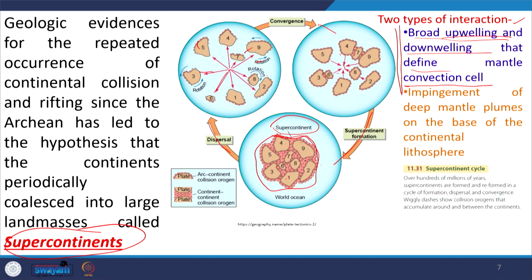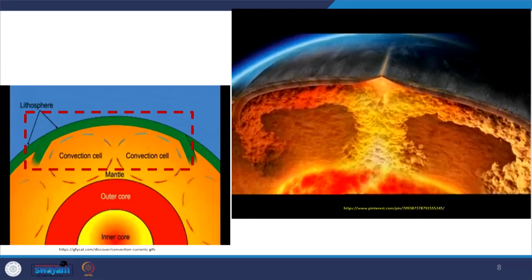The second is the impingement of deep mantle plumes at the base of the continental lithosphere. So, how a deep mantle plume is generated, how it moves, how it underplates below this continental lithospheric system, how it changes heat production, and with this change of heat production how these continents try to move, is explained in this animated diagram.